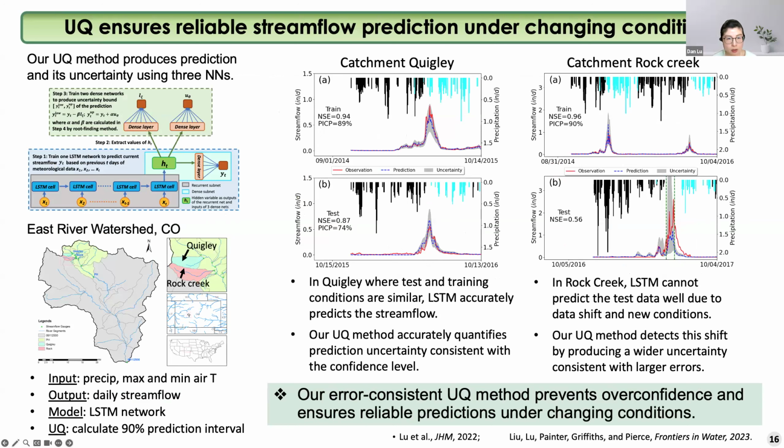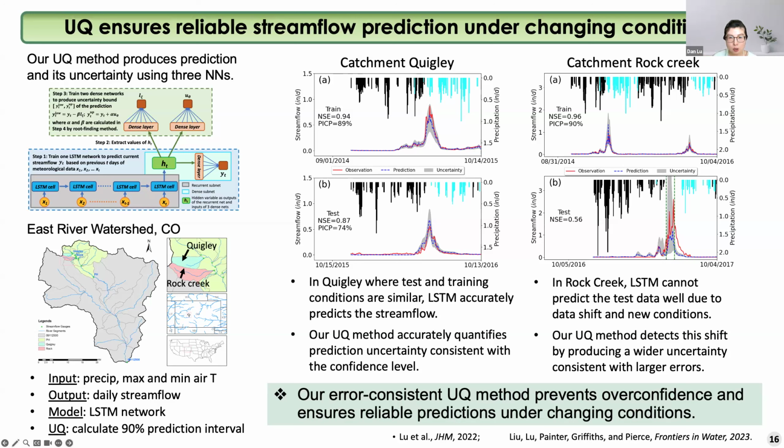And here is one example. In one study, we applied the PI3NN to quantify the uncertainty in LSTM stream flow prediction for 2 catchments in the East River watershed, Colorado. At the Q Creek catchment, where the hydrometeorological conditions in the test period were similar to the training period, PI3NN accurately quantified the uncertainty, aligning well with the confidence level. However, at the Rock Creek catchment, where the test conditions are different from the training conditions, the machine learning model struggled during the data shift. And PI3NN can detect this shift by producing a wide uncertainty range, and this is consistent with larger prediction errors.